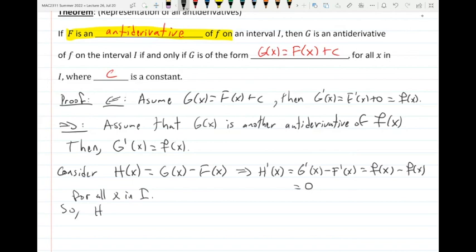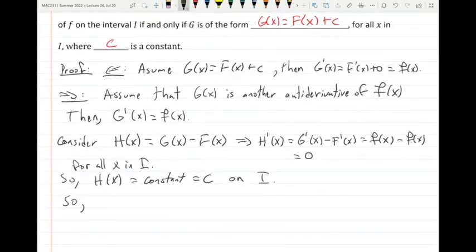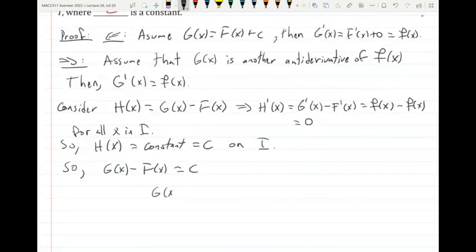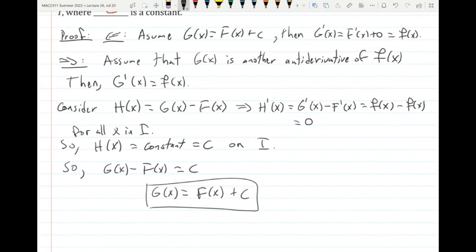So h of x is actually equal to a constant, let's call it c, on the entire interval I. So going back to what we have, g minus f, which is equal to h, is a constant. Solving for g, we see that g is f of x plus c. So bottom line, we have argued that any function that's an antiderivative has to have this form.